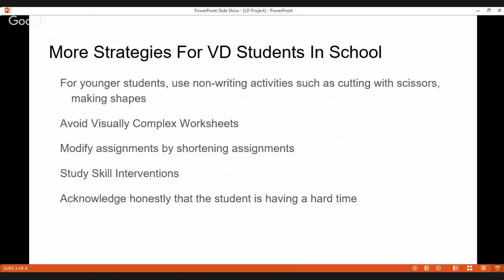This is the most important one. Acknowledge honestly that the student is having a hard time. A lot of times, and I think this is kind of a societal thing, teachers and administrators have a hard time telling the student, hey, you are having a hard time. You have to be honest with the kids. If the kids are having a hard time, you should let them know: we know you're having a hard time, and we want to help you figure out a way for you to not have such a hard time.